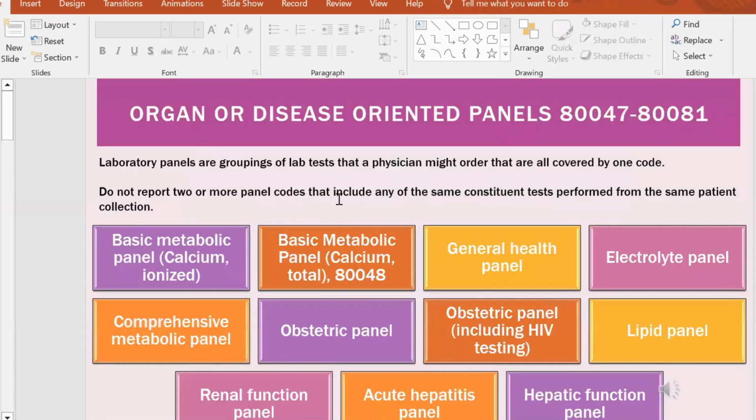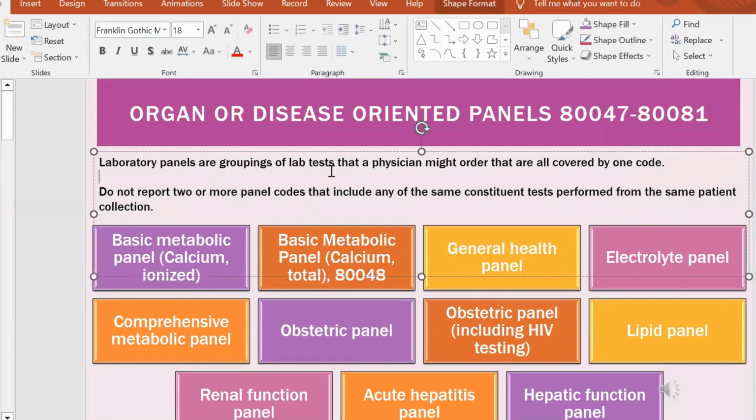These are the different organ or disease oriented panels from 80,047 to 80,081. Laboratory panels are groupings of lab tests that a physician might order that are all covered by one code. So one code or one panel has many lab tests. Do not report two or more panel codes that include any of the same constituent tests performed from the same patient collection. Again, through examples, I will explain more.